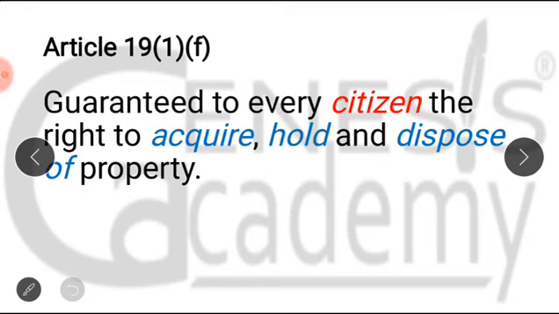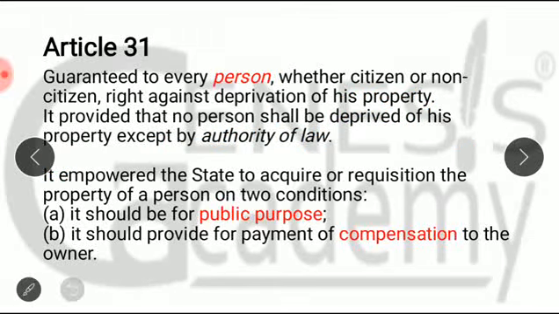As you all know that in Article 19 there are 6 freedoms: freedom of speech and expression, assembly, association, movement, residence and profession. Apart from that, there was a 7th freedom, which was known as the freedom to acquire, hold and dispose of the property. Then in Article 31 I said that no person can be deprived of his property. The only exception is that he can be deprived of his property by the authority of law.